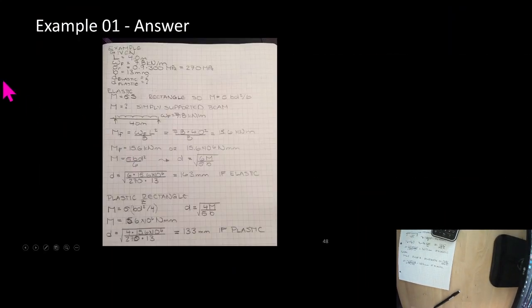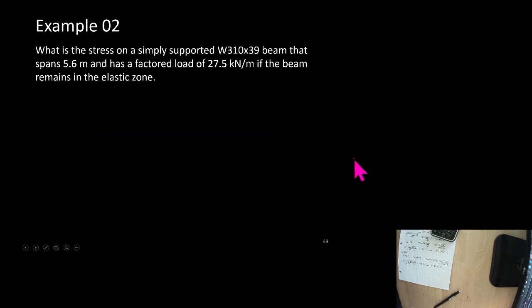So here is that problem worked out. Let's do one more example. So for this one, they've said, what is the stress on a simply supported W310 by 39 beam that spans 5.6 meters and has a factored load of 27.5 kilonewtons per meter if the beam remains in the elastic zone.